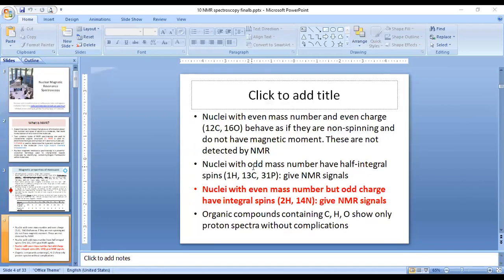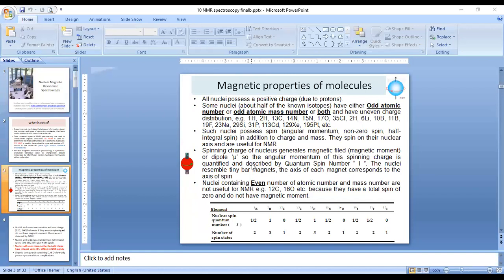We started with the magnetic properties of molecules, the nuclei, that is, the nuclei have a spin. Of course, if these nuclei have odd atomic number or odd atomic mass number, or both the atomic number as well as the mass number are odd, then these nuclei have a magnetic moment. Okay, they spin around the axis. They have half integral spins. And when these nuclei have such a property, if they are put in a magnetic field, then they align themselves in the magnetic field.